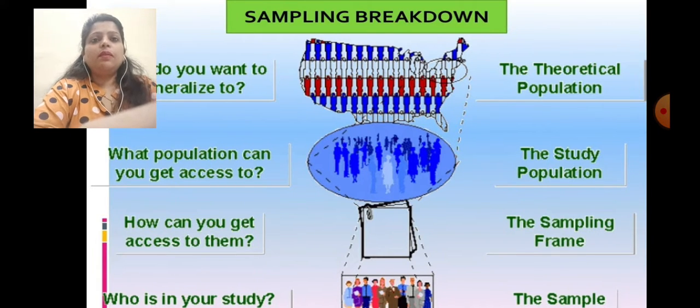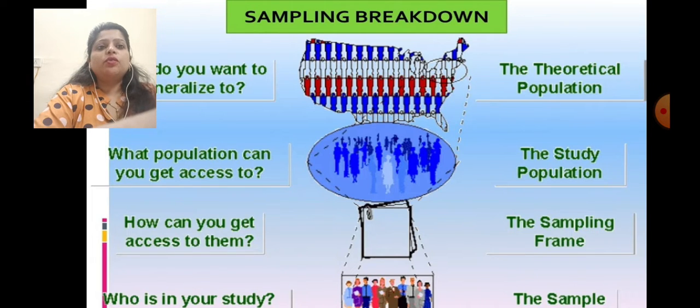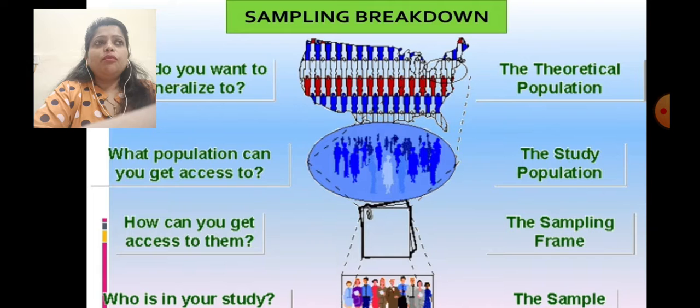So what is the sampling breakdown? What do you want to generalize to? Here you can see the pictures. There are 4 pictures, and in the first picture you can see that it is a lot of people over there. So this is the first one, the theoretical population from which you have to select the people. Second comes what population can you get access to. Here what does that mean? We cannot be accessible to all the population if we want to study BSc nursing students. So we can take all BSc nursing students, but they all are not accessible to us.